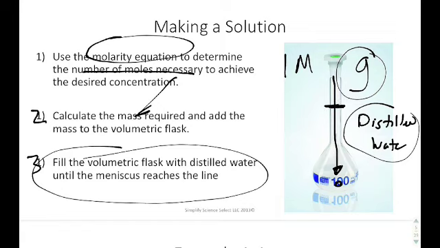You're looking at the meniscus. Whenever you pour water into a beaker or something like that, it forms what's called a meniscus, which is this bottom line. You read it from the bottom part of this line, which is called the meniscus. You don't read it from the top, you read it from that bottom middle part. Okay, so that's how we make a solution.